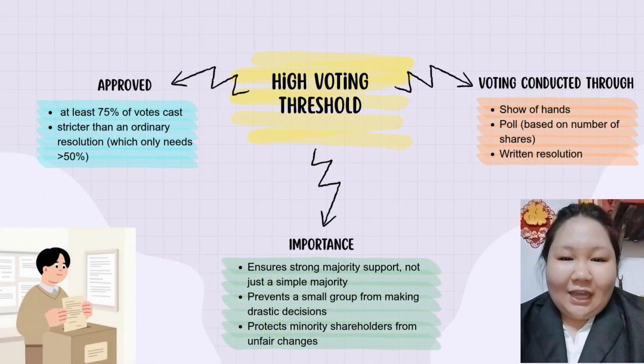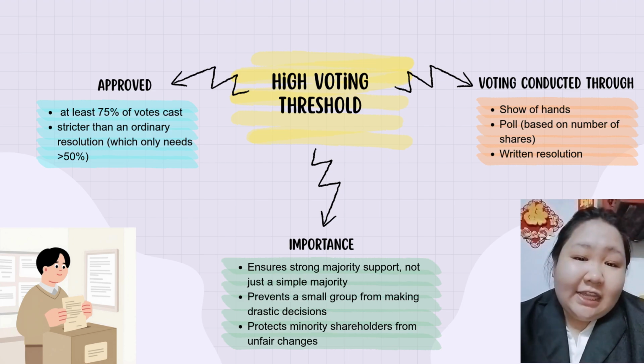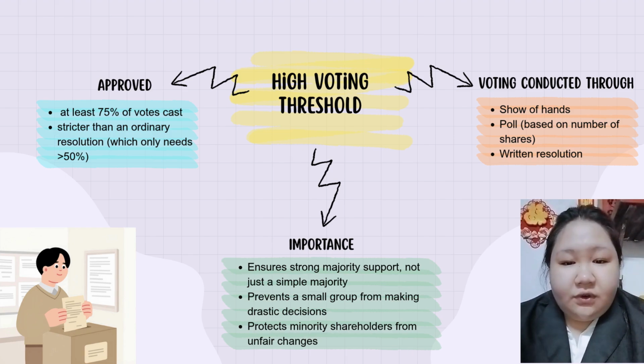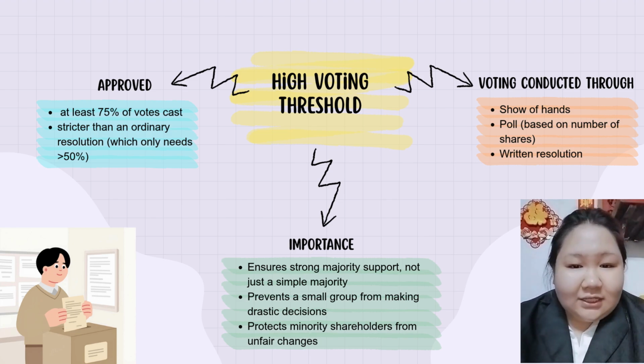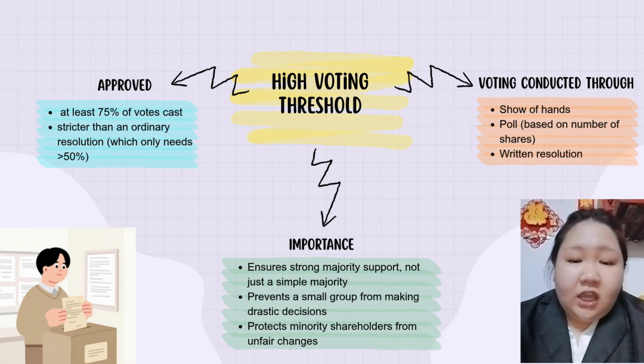For the next part, I will explain the voting threshold. A special resolution needs at least 75% of votes cast. It is stricter than the ordinary resolution, which only needs above 50%. So for a special resolution, not just half, but three quarters of shareholders must agree. For example, if the total vote is 100, to pass it must be 75 or more. If below 75, it will not pass.